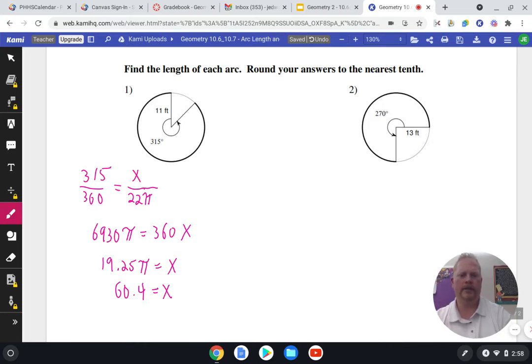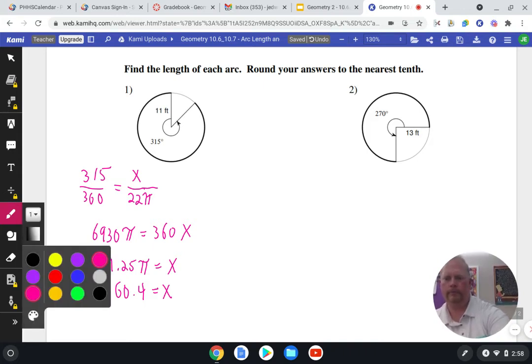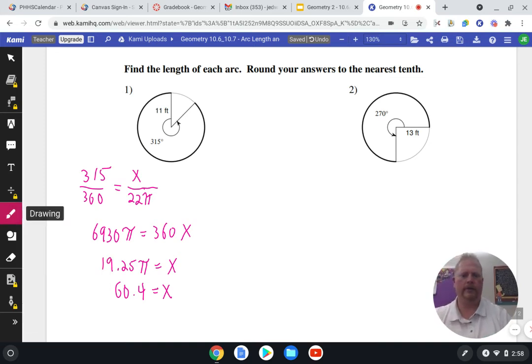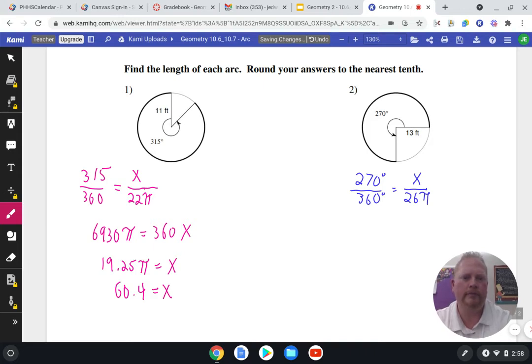Okay, let's go ahead and do the same thing on question number 2. Let's choose a different color. All right, so we'll go ahead and do our angles first. So the partial angle, which is 270, over the full 360, equals our arc length, which we don't know, over the full circumference, which if our radius is 13 feet, so 2 pi r, that's going to make 26 pi for the full circumference.